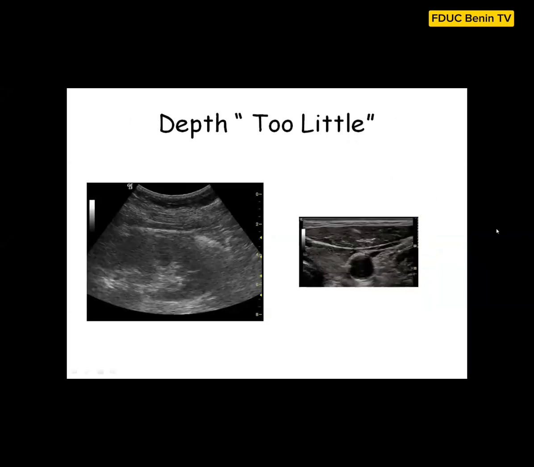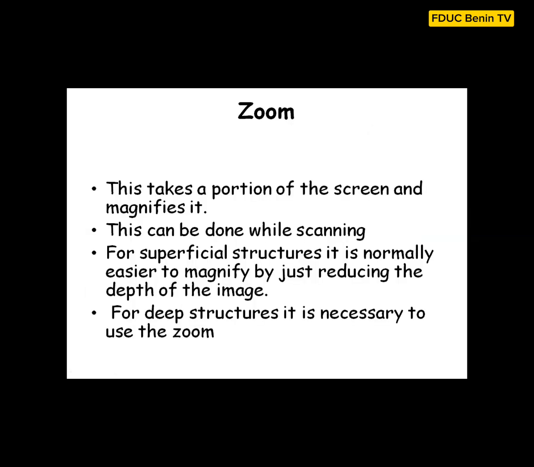Okay. So when the depth is too little, too shallow, or too low, you will see that the structure has occupied the whole screen, and there's no space for anything posterior to the structure of interest. This is very dangerous, because if there are artifacts such as posterior acoustic shadowing that we see in calcifications, or posterior acoustic enhancement that we see in cysts, we will miss them because there's no space. The depth is too little, so this depth has to be increased.